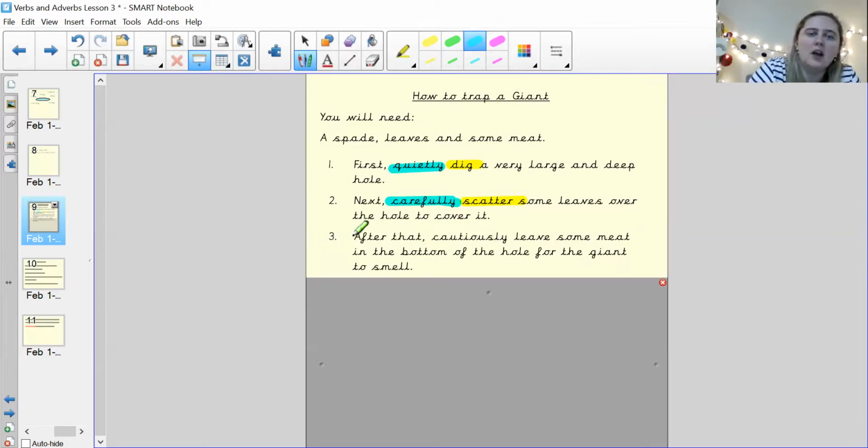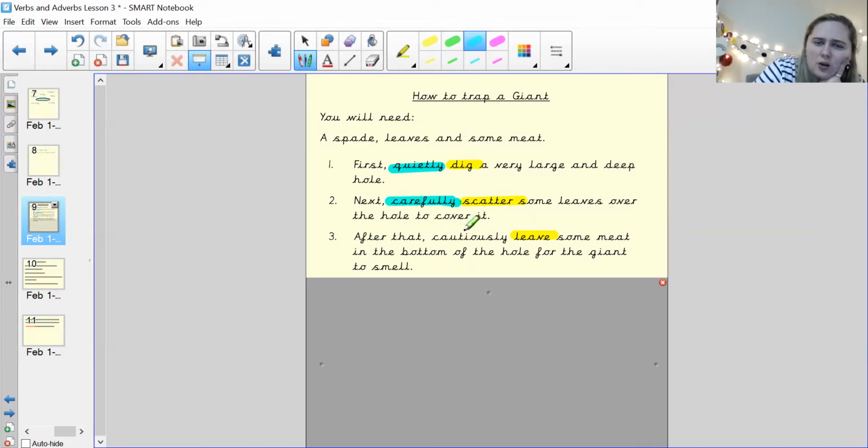Last one. After that, cautiously leave some meat in the bottom of the hole for the giant to smell. So, which word is our verb, our doing word? Cautiously leave some meat in the bottom of the hole for the giant to smell. Well done if you said leave. Leave is our doing word.